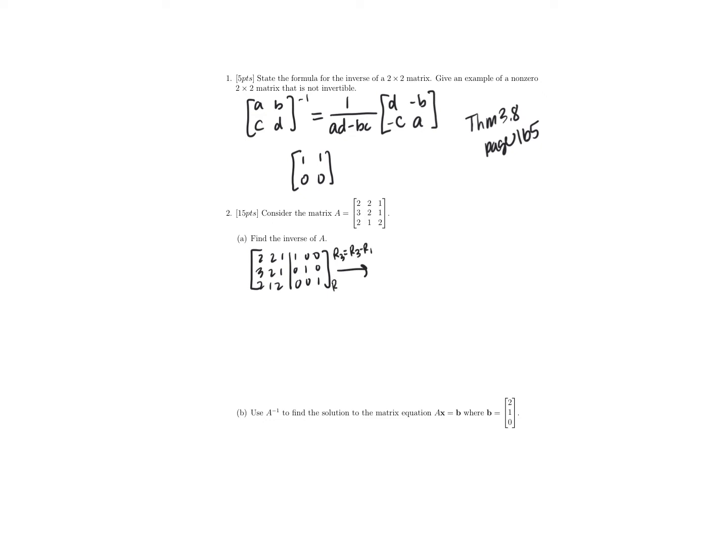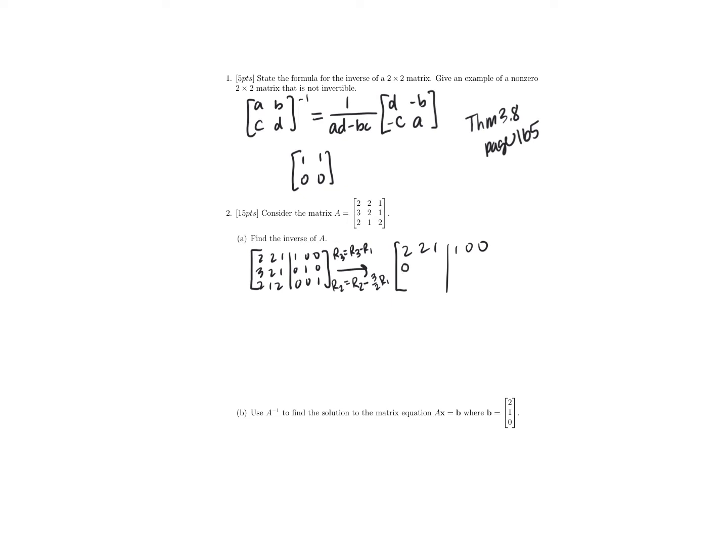And I can say row 2 is equal to, these numbers are kind of annoying, so I can do row 2 minus 3 halves row 1. So we're going to get fractions showing up here. So I have 2, 2, 1, 1, 0, 0. So row 1 remained unchanged. Row 2 is row 2 minus 3 halves row 1.